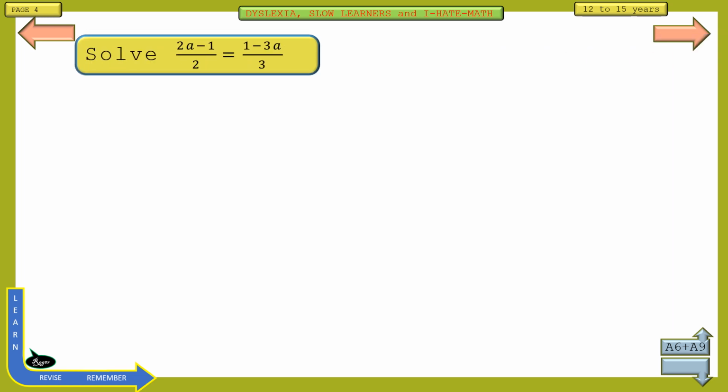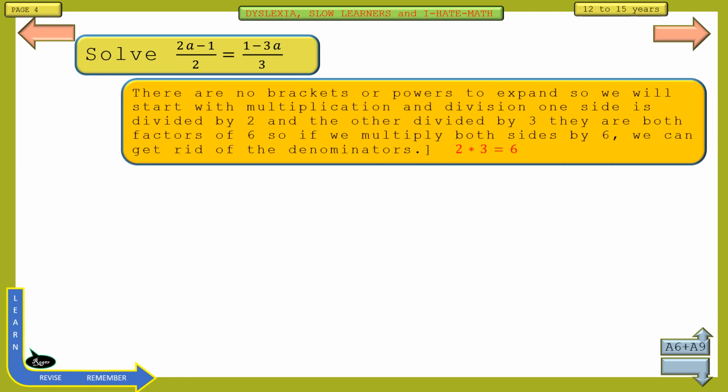Here is the equation from the previous slide. There are no brackets or powers to expand, so we will start with multiplication and division. One side is divided by 2 and the other divided by 3. They are both factors of 6. So if we multiply both sides by 6, we can get rid of the denominators.